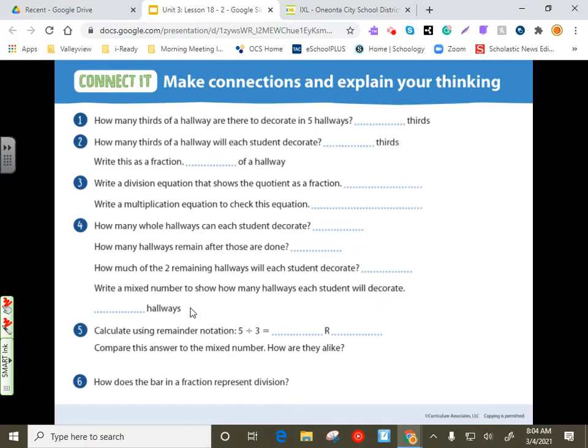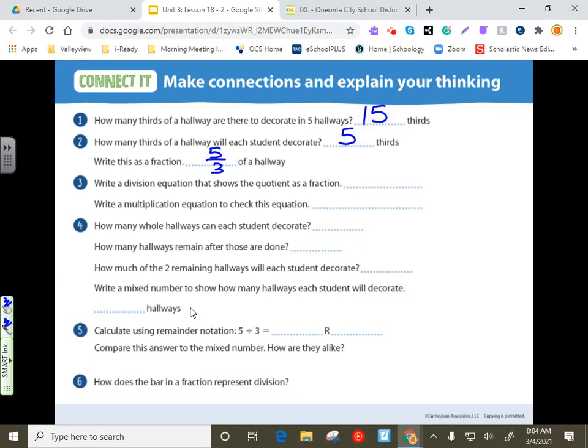Let's look at the notes. Not a lot of room to work here, but let's go for it. How many thirds of a hallway are there to decorate in 5 hallways? Each hallway is split into thirds, so 5 hallways times 3 is 15 thirds total. How many thirds of a hallway will each student decorate? We know there'll be 5 thirds, right? This is a fraction of a hallway. So 5 thirds, just like that.